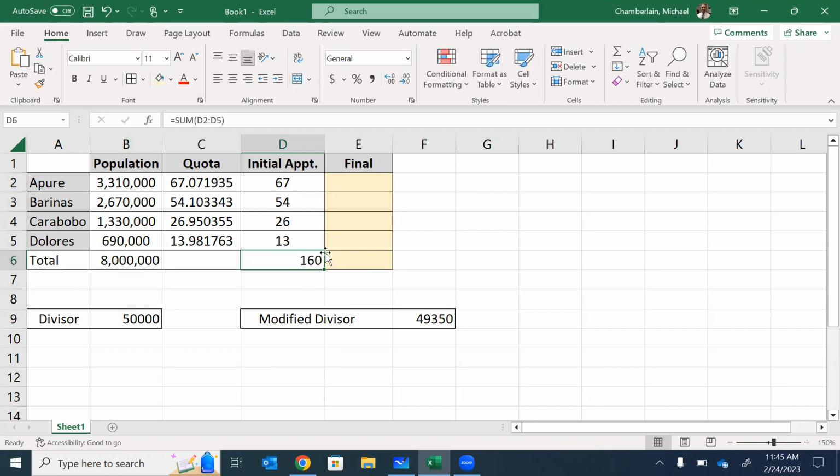I have the 160, right? So these numbers here are actually my final apportionment, because that will add up to the 160 that I want. My final apportionment is 67 for Pyrrhate, 54 for Barinas, 26 for Carabobo, and 13 for Dolores. You can see that the use of technology helped me expedite the process. You could keep redoing it by hand if you would like. We're going to take a look at another example in my next video.